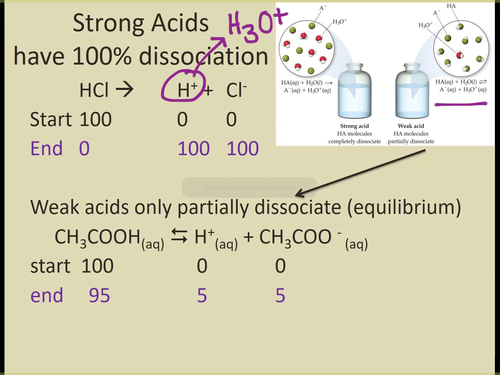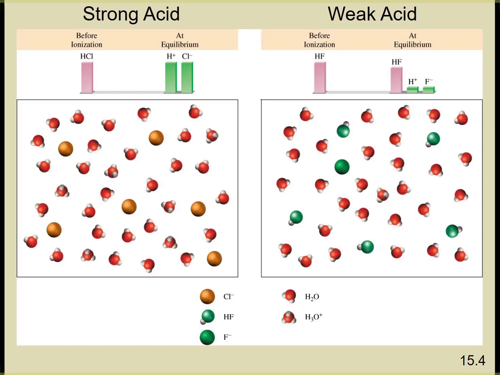This second one is a weak acid. And you see that the acid is mostly together. I only have one conjugate base and then one hydronium. And there's some other waters there too that have not reacted, but you can see that most of the acid stays together. Here's another picture that shows a strong acid and a weak acid.